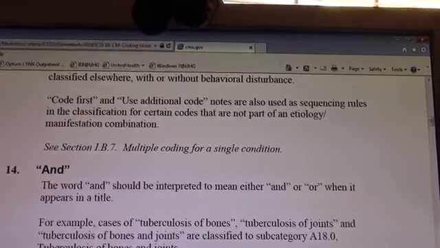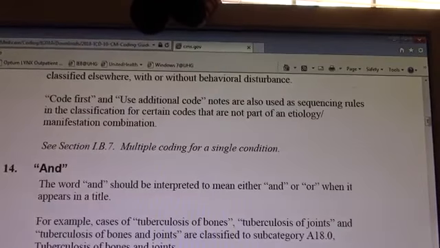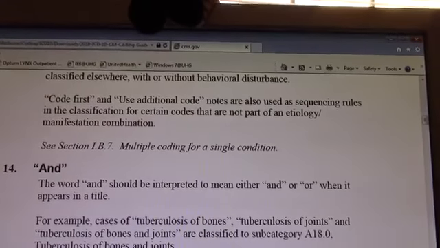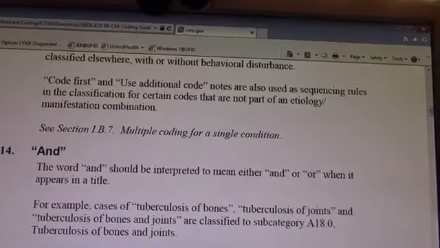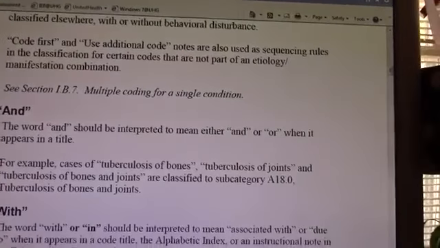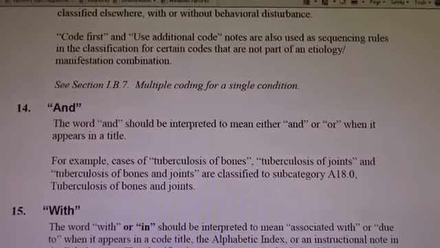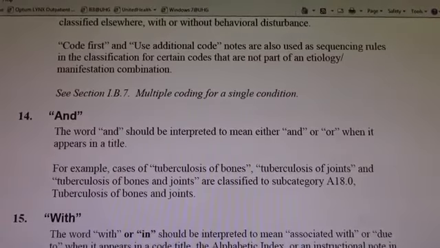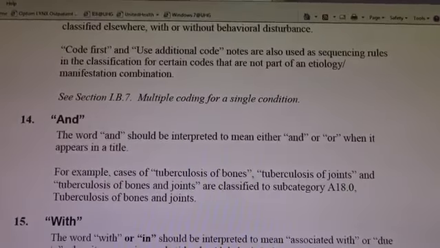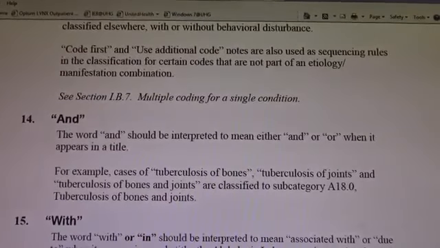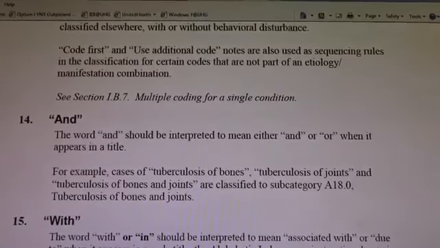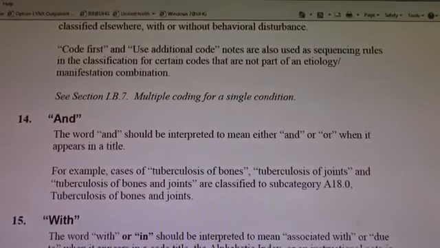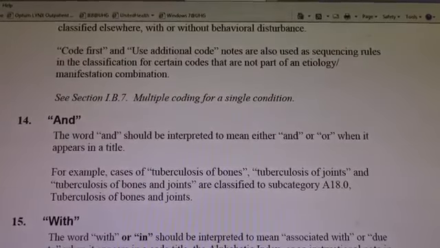And. The word "and" should be interpreted to mean either "and" or "or" when it appears in a title. So for example, in the case of tuberculosis of bones, tuberculosis of joints, and tuberculosis of bones and joints, they are all classified as subcategory A18.0, tuberculosis of bones and joints.